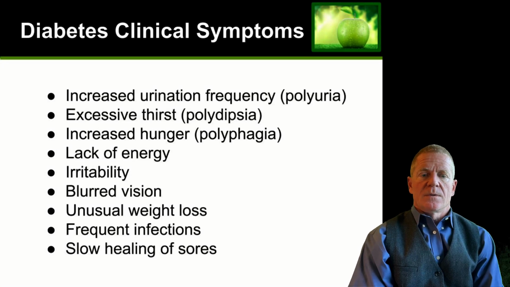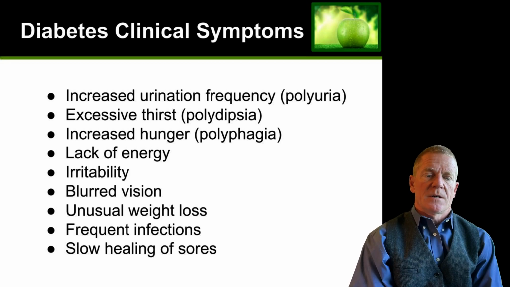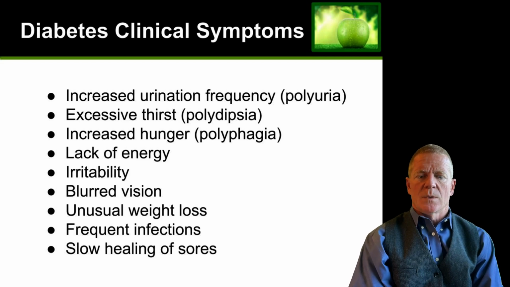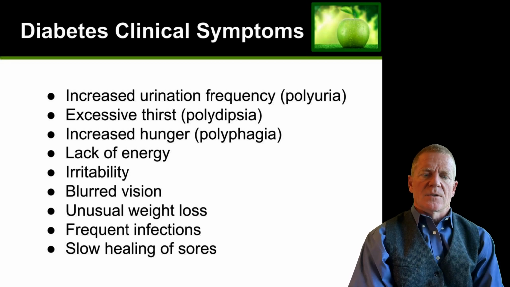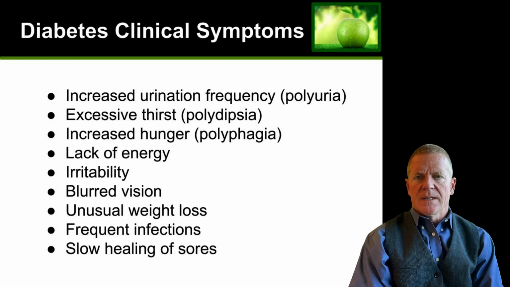Some clinical symptoms for diabetes. Increased urination, that's polyuria. Excessive thirst, that's polydipsia. There's typically increased hunger, which is called polyphagia. Lack of energy, irritability, blurred vision, sometimes unusual weight loss. And typically frequent infections because the immune system is one of the first systems that is damaged by high glucose levels. And then alongside of those frequent infections, you get slow healing of sores or cuts. Again, that's because the immune system is failing to function correctly.